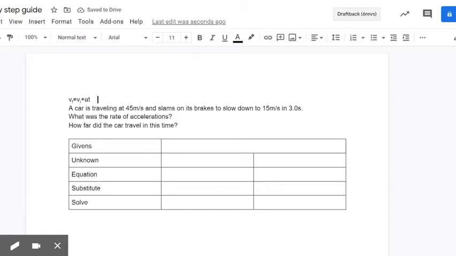So we have VF equals VI plus A times T. We have VF squared equals VI squared plus 2AX. Originally, we gave you delta X. X is just for distance, so it's simplifying the problem for you. And X equals VIT plus 1/2 AT squared.